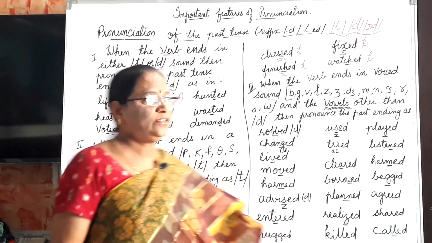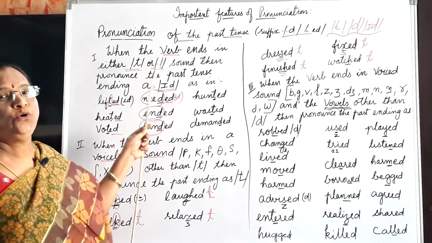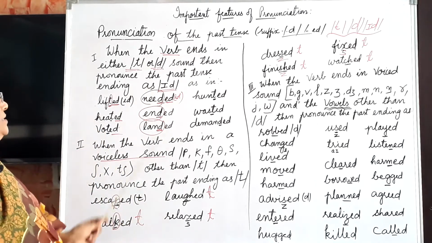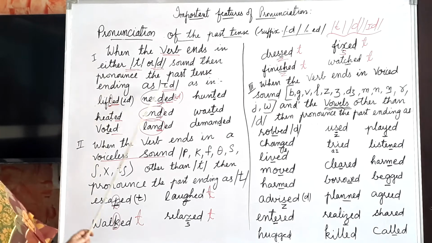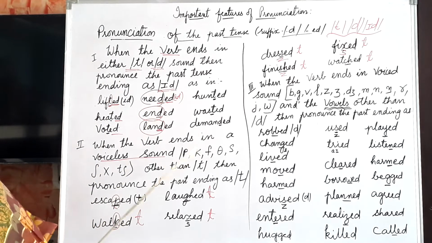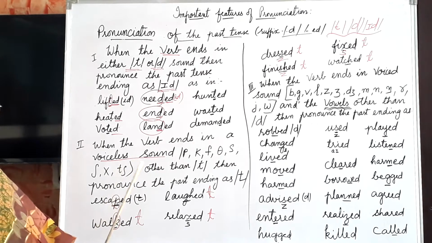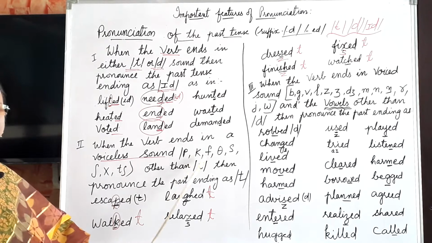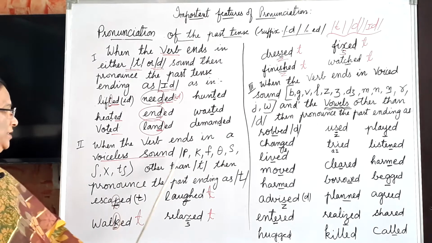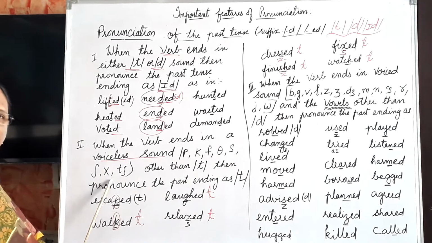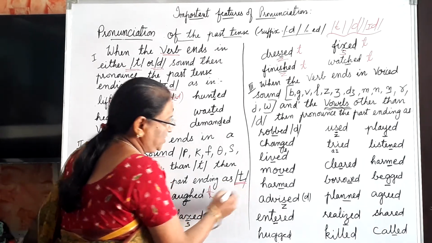Okay, did you understand the rules? First one is when the verb ends in T or D. When the verb ends in T or D, that past tense should be pronounced as id. And now next, when the verb ends in voiceless sounds such as P, K, F, Ta, S, Sha, X and Cha, we have to pronounce it with T. Okay, the ending sound is T.